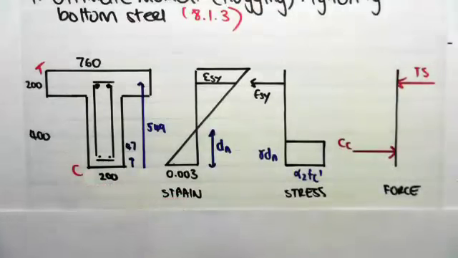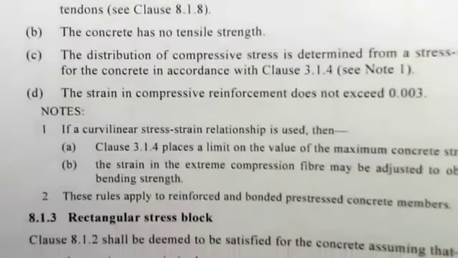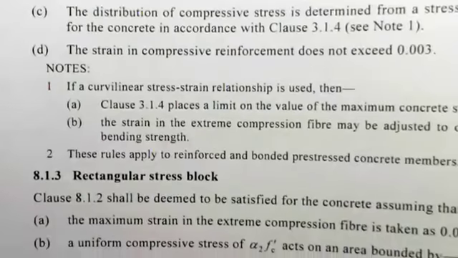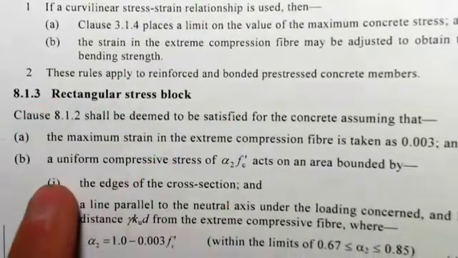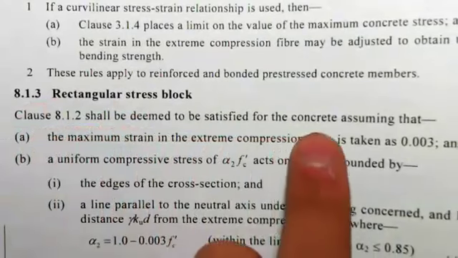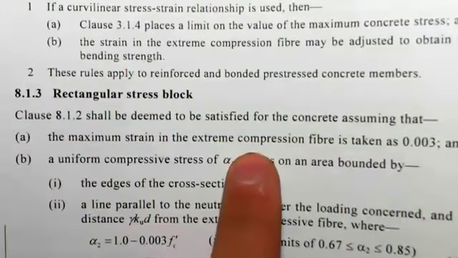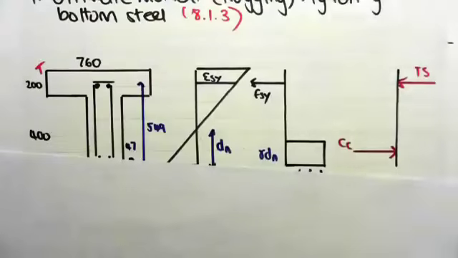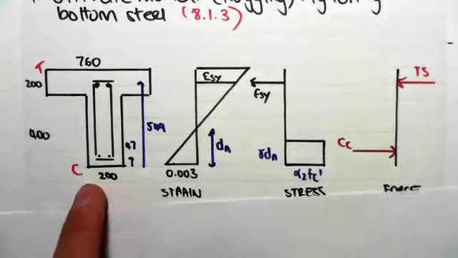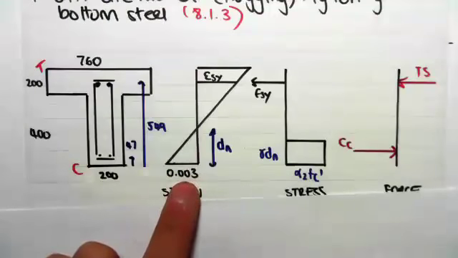So we go over to section 8.1.3, and I'm going to zoom in. In section 8.1.3, we have the rectangular stress block. Okay, so it says the rectangular stress block deemed to satisfy for the concrete, assuming that the maximum strain in the extreme compressive fiber is taken as 0.003. So let's just deal with that first. The strain in the extreme compressive fiber. As we said, the compression is down here, so the extreme compressive fiber is going to be down there. Its strain, the code told us, is 0.003. Okay, so that's what we've taken from the code.